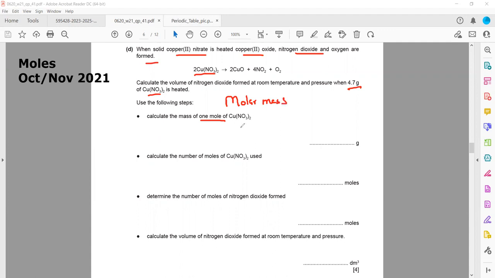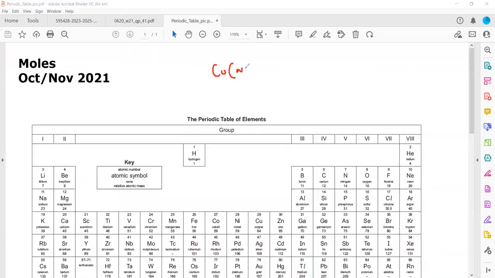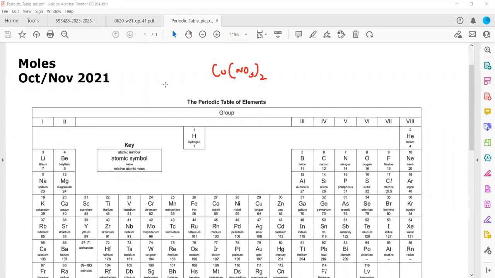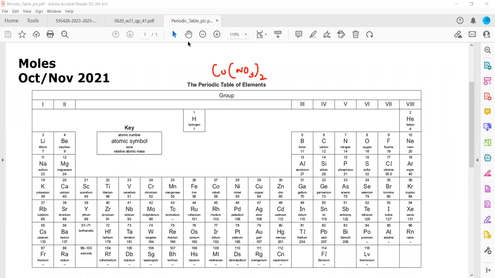So how can we find the molar mass of copper 2 nitrate? You have to use a periodic table for that. Mass of 1 mole means molar mass, and we need it for copper 2 nitrate, so Cu(NO3)2. Using this periodic table, first, what is the mass of copper? How much is copper?